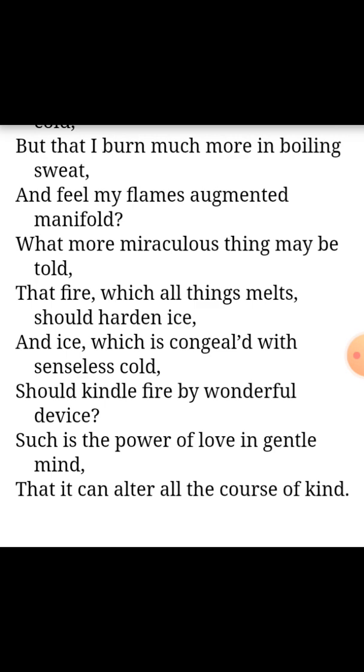So these are the three questions, and in the last couplet he answers all of them. He says that such is the power of love. All this is happening just because of love. The power of love is very great, and due to it all these things happen: such is the wonder of love in a gentle mind, that it can alter all the course of kind, it can alter all the usual or natural courses. So it is happening just because of the power of love. This is the theme of our sonnet, and thanks for watching. We will be continuing in our next video.